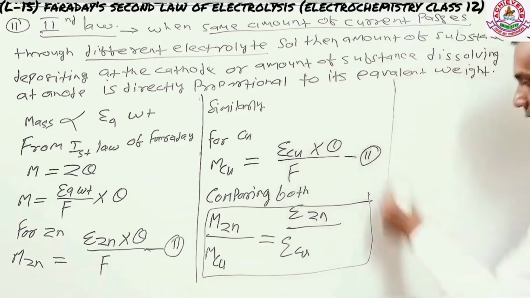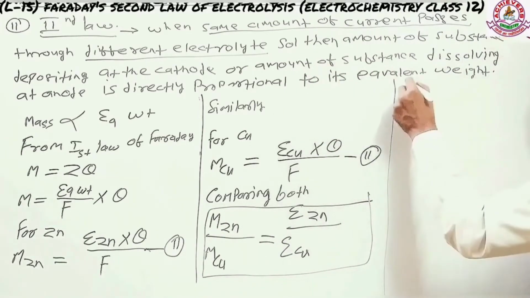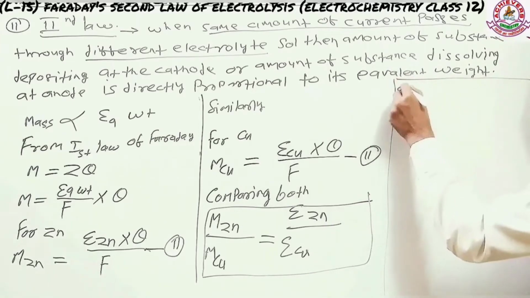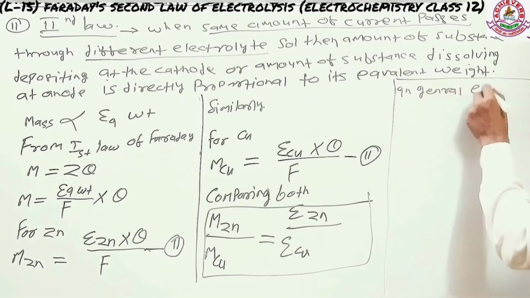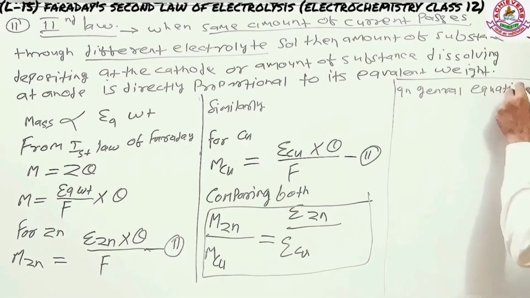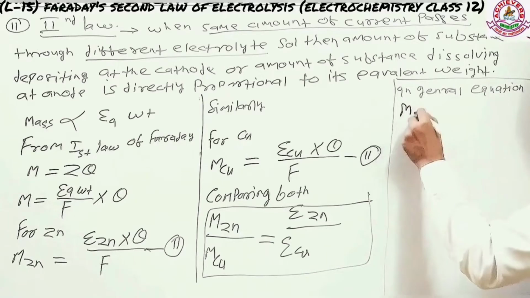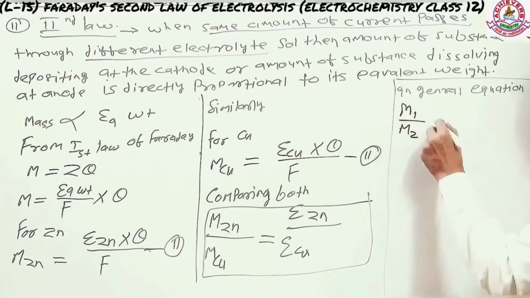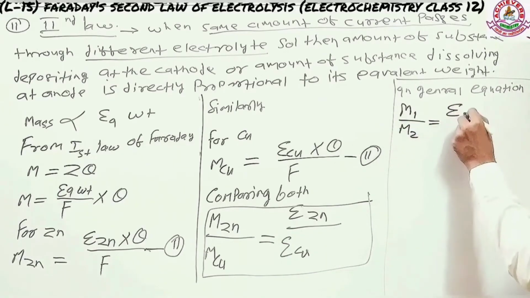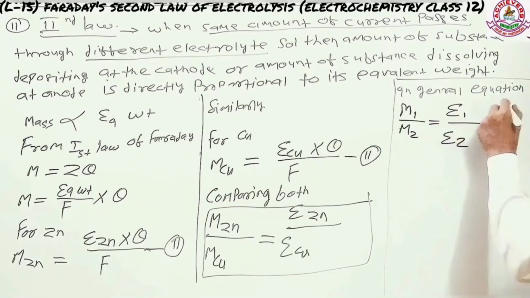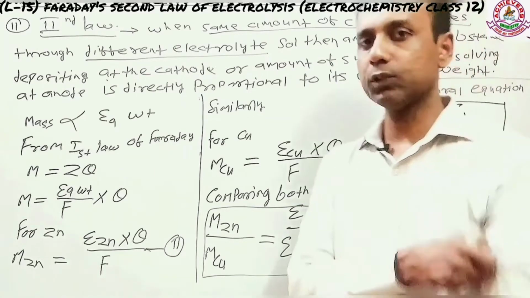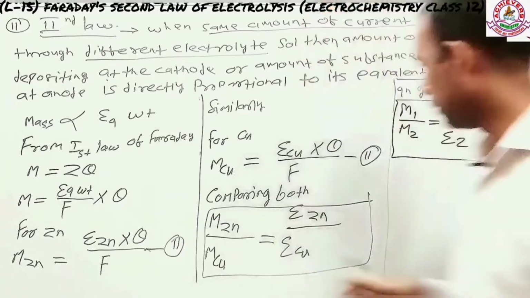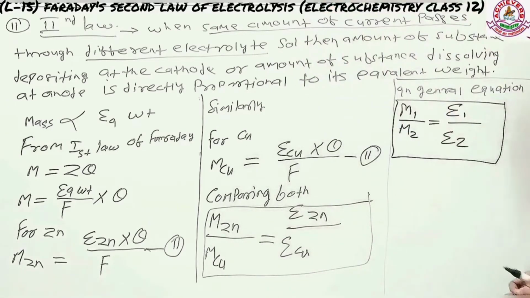One last thing is that in general, or simply the general equation, M1 upon M2 is equal to E1 upon E2. So this is what the whole relation is coming out to be. And let me repeat the whole thing. This is about the second law of Faraday's. Let me give you some seconds so that you can make a copy of that.